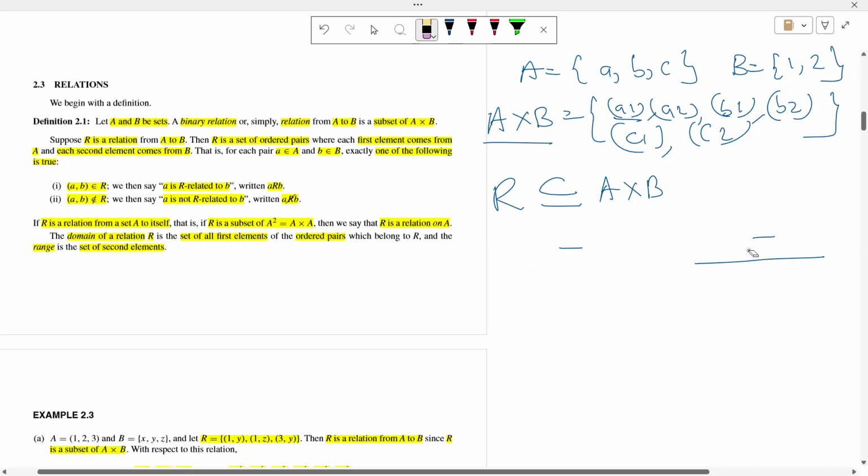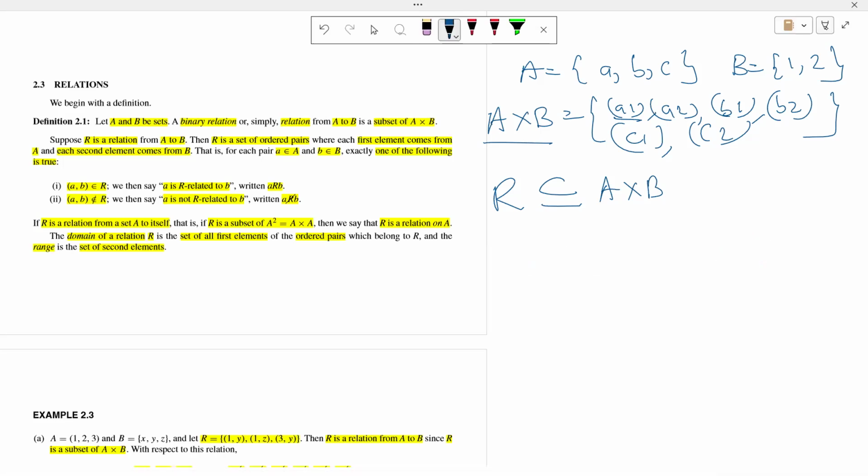Now just think about this one. I already told you a relation is a subset of A cross B. Now I am creating a relation R1 with A comma 1 and A comma 2. So this relation R1 contains two ordered pairs, A comma 1 and A comma 2.